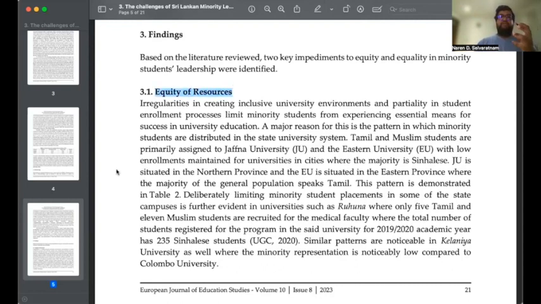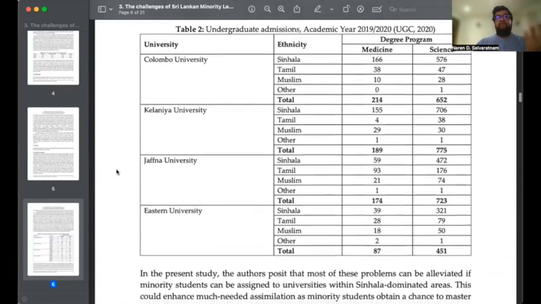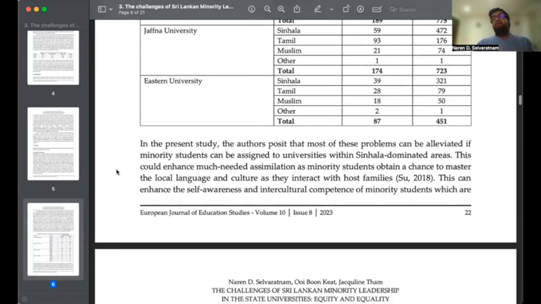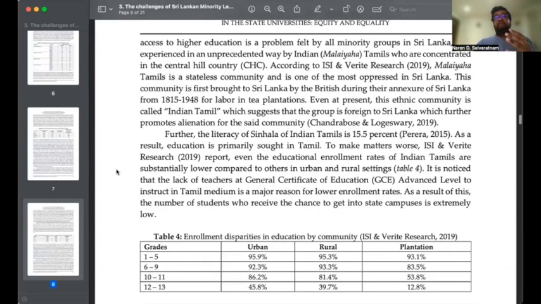So equity of resources was something that we noticed by reading multiple research papers. It was mentioned that the resources are not distributed consistently across campuses. So that was something that we wrote here, and we have given evidence from contemporary research databases and corporate authorities as well to substantiate our claims.